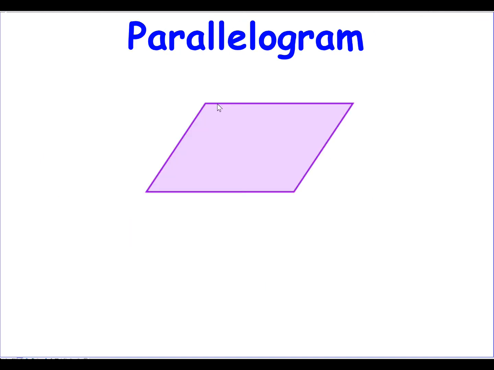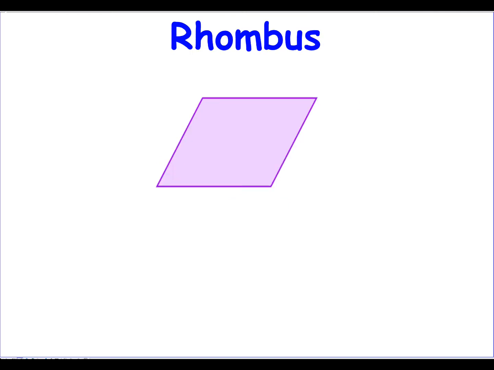So a parallelogram has two sides parallel and another two sides parallel, where this length is the same as this length and the top is the same as the bottom. The angles here and here are the same, the angles here and here are the same, and all of the angles add up to 360 degrees. And it's essentially a rectangle that has been pushed over slightly to one side.